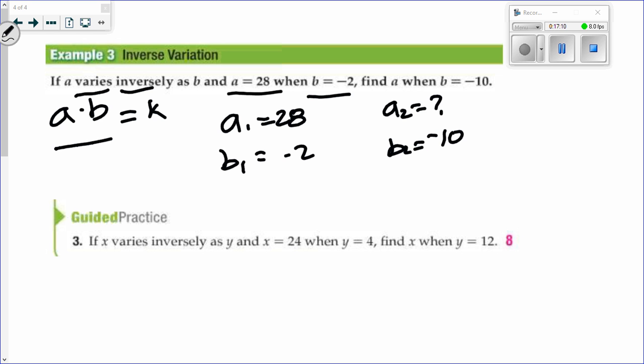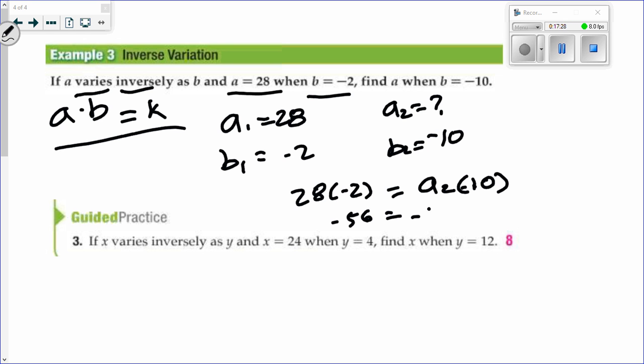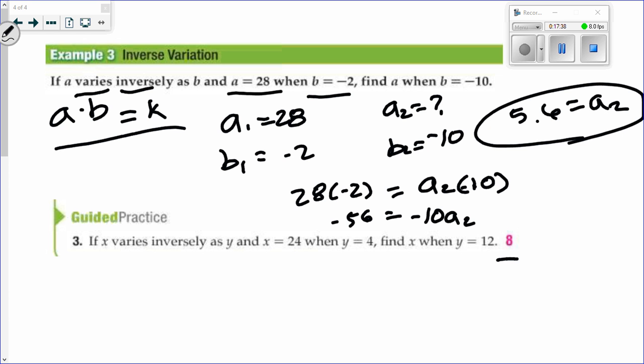A times b equals the constant. Well, that tells me that a1 times b1 must be equal to a2 times b2. So -56 equals -10 a2. Divide both sides by -10. a2 is 5.6. Go ahead and try the last example on your own. Very similar problem. All right, we should get that x is equal to 8.